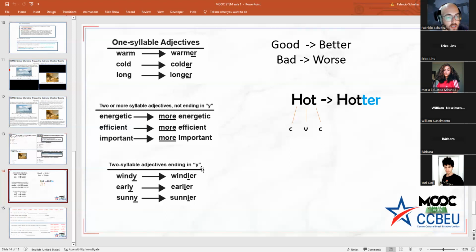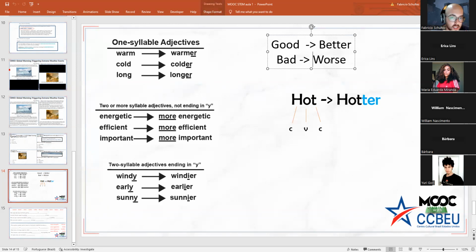Ok. If you have a 2-syllable adjective, ok, ending in Y, olha só. A dica aqui é, se termina em Y, ok? A gente coloca um IER. Então, windy vira windier. Windy é com vento, né? Um dia, é windy day, um dia com bastante vento. Então, windier. Early, earlier. Sunny, sunnier. Ok? Nice.